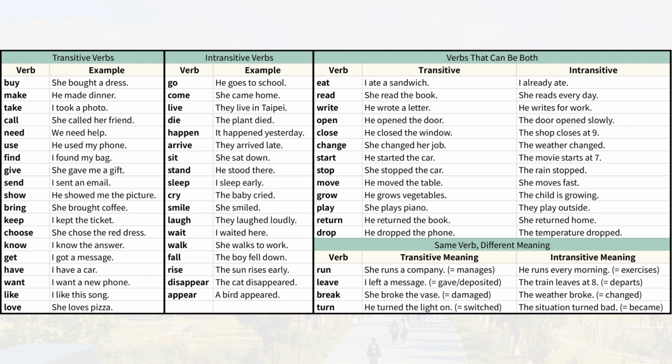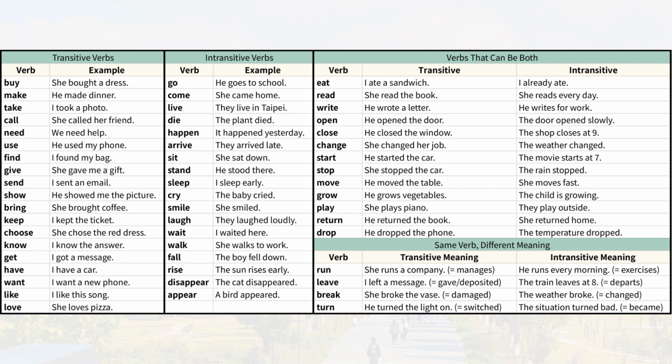Stop. She stopped the car. The rain stopped. Move. He moved the table. She moves fast. Grow. He grows vegetables. The child is growing. Play. She plays piano. They play outside. Return. He returned the book. She returned home. Drop. He dropped the phone. The temperature dropped. Now let's look at the same verb with different meanings.